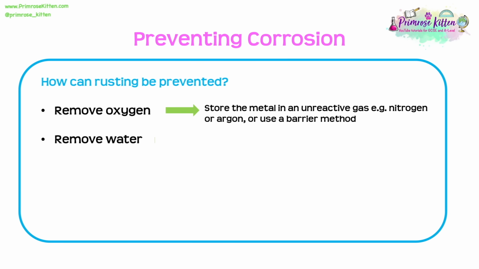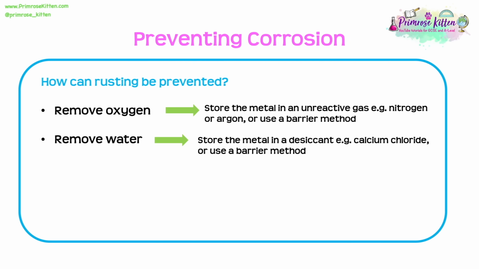Now, for rust to take place, we also need water. So another way that we could prevent rusting is by removing the water. Now again, we could use a barrier method such as painting that metal, or we could store the metal in a desiccant. This is a substance such as calcium chloride.